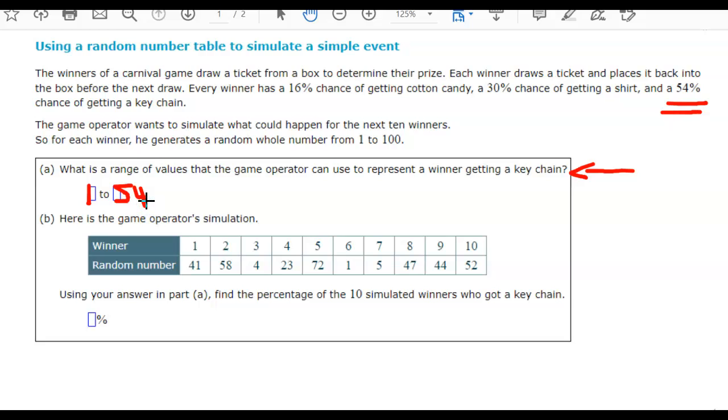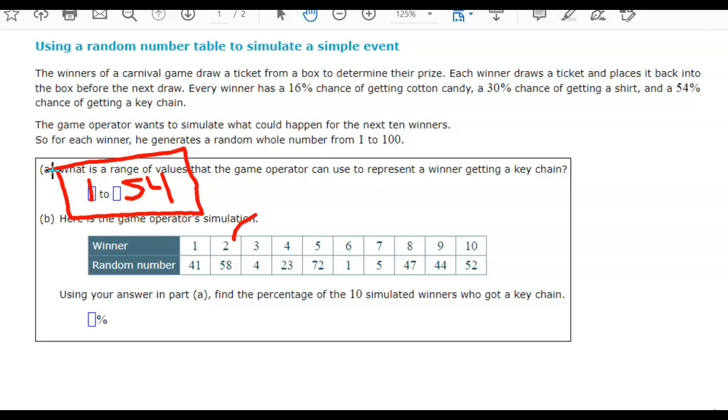All right, let's look at part B now. So these are the results of what happened. So winner number 1 rolled a 41, number 2 got a 58. Let's look at a question down here. Using your answer to part A, so part A we said 1 through 54. Find the percentage of the 10 simulated winners who got a keychain. So who got a keychain, you guys? The only people that got a keychain are the people that ended up between a 1 and a 54.